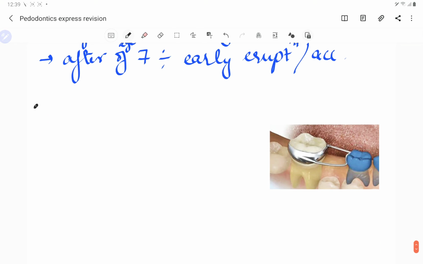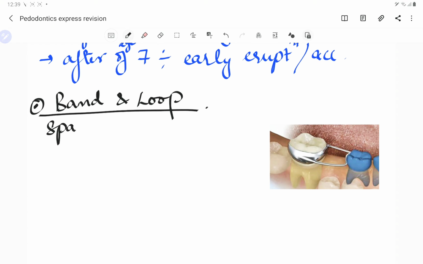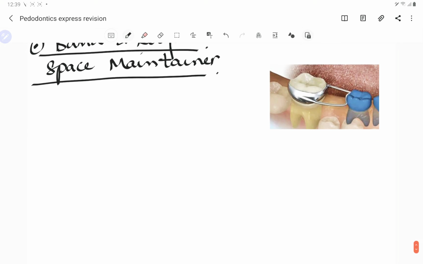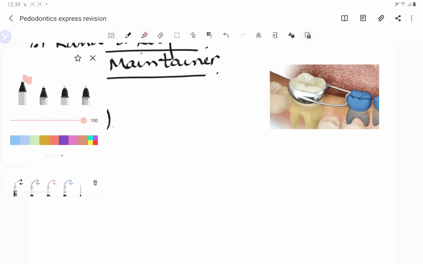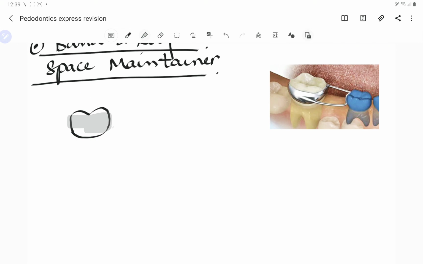So guys, let's have a discussion about the space maintainers. The one in the diagram you can see over here is the band and loop space maintainer. Why is this space maintainer used? The band and loop space maintainer is basically unilateral, so it is only placed on one tooth. This is a band which is placed on the tooth, and suppose there is a unilateral loss of the primary first molar, either before the eruption of the permanent molar or after the eruption of a permanent molar. It is used to preserve the space after early loss of a single primary molar.